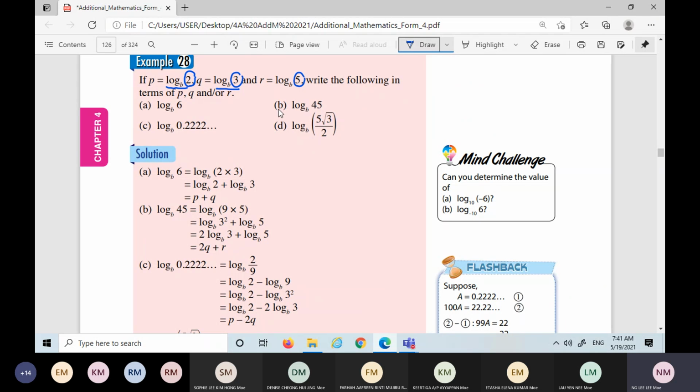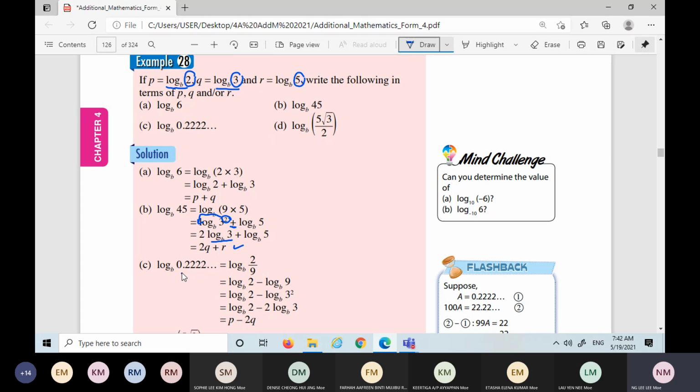Next we go to log 45. 45 you can write as 9 times 5. 5 is here, but the 9 you have to adjust a little bit. You have a 3 here, so you can write it as 3 to power 2. Then here, same thing: times, so here is plus. For 3 to power 2, the 2 can drag in front, the power 2 drag in front, power law. So 2 is here, and log B3 is given as Q, so it is 2 times Q plus log B5 which is R. So it becomes 2Q plus R. So this is the answer.